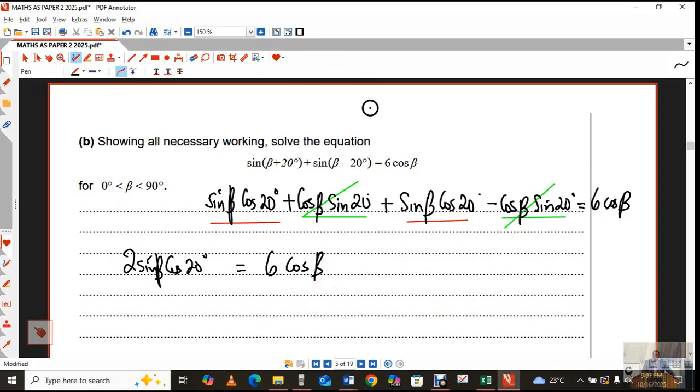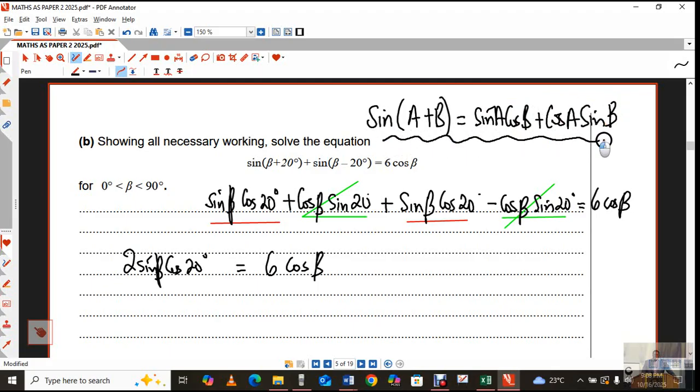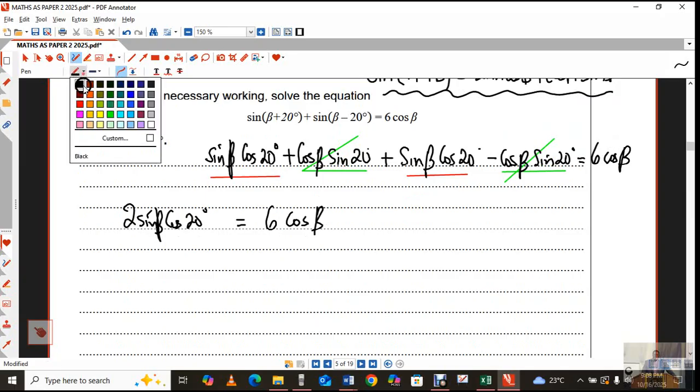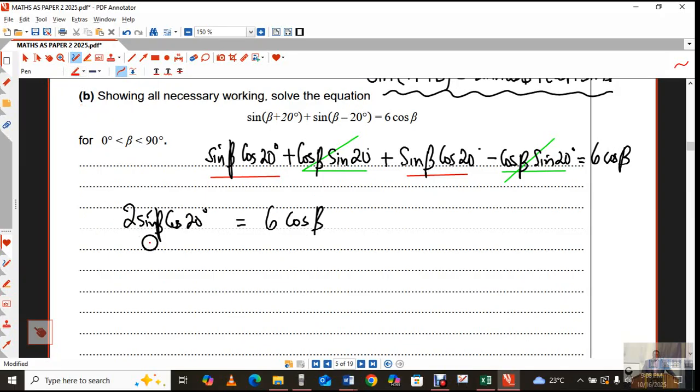So again, I'll remind you that if you have sine of A plus B, this is actually going to be sine A cos B plus cos A sine B. Again, this is something that you can find in your formula sheet, and that is what I was applying there. It's totally up to you what your next step is going to be. I'm going to be dividing throughout by cos B. I'm going to divide here by cos B, and I'm going to divide here by cos B.